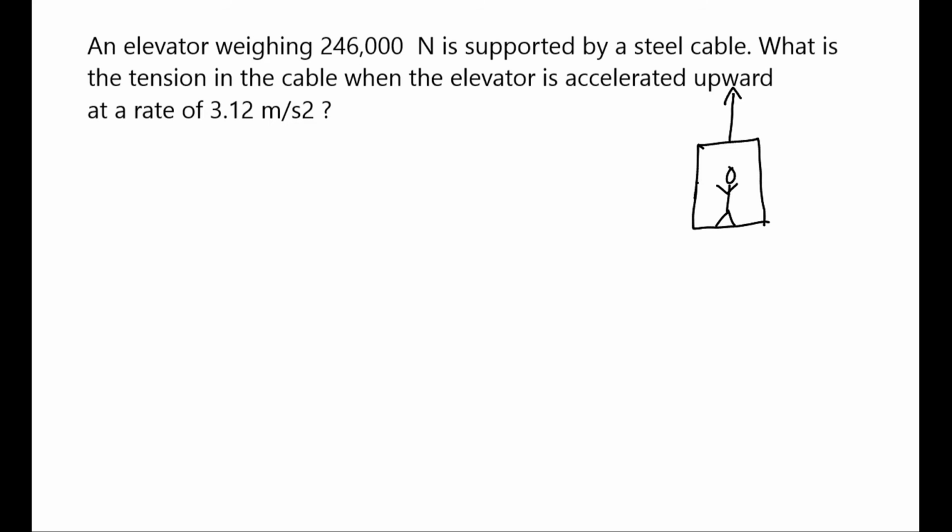And it's being pulled upward. And we've got force of gravity pointing down. So what is the total force in the elevator going to be equal to? Those two things. So the tension in the rope, we'll call that F tension.